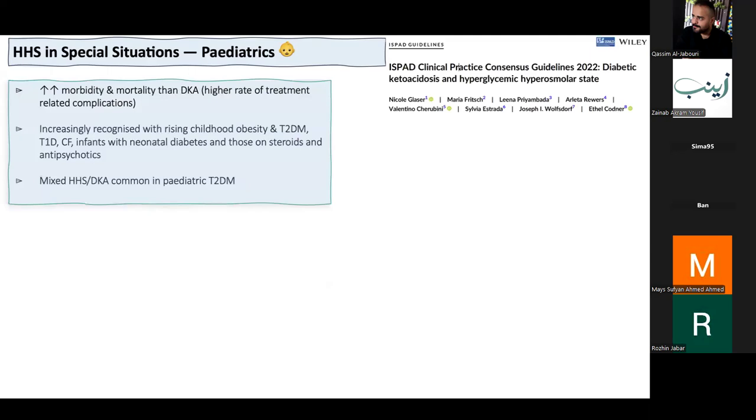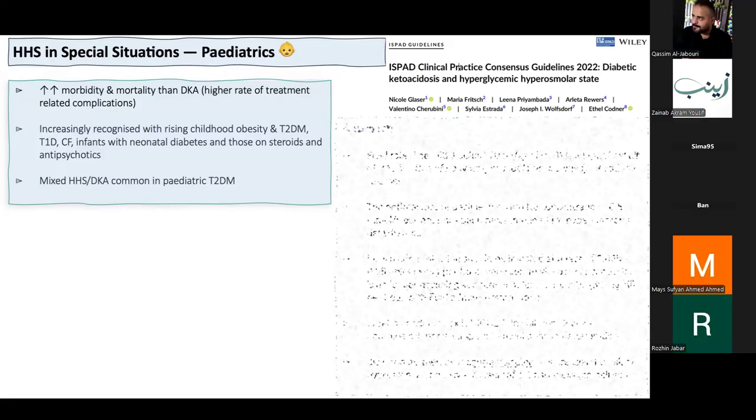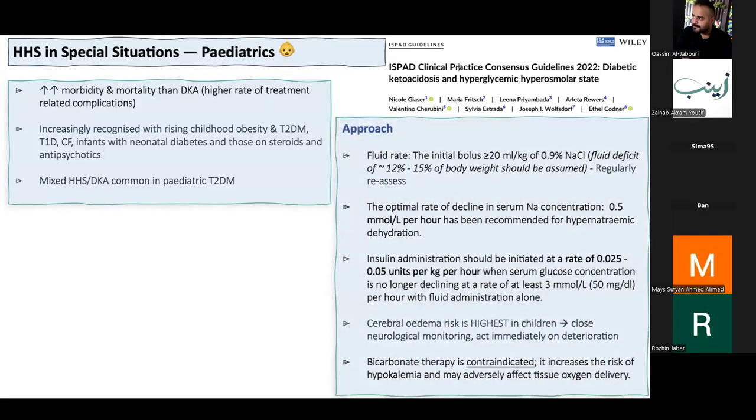And it carries a very, very high mortality and morbidity compared to DKA. And they tend to have a higher rate of treatment-related complications compared to the adult HHS patients. And the mixed HHS DKA is very common in pediatric patients. So the approach in this age group is a bit more aggressive in terms of resuscitation because they tend to be quite extremely volume deplete, and given the high mortality and the need to reverse that.